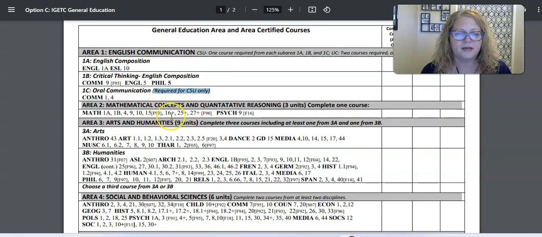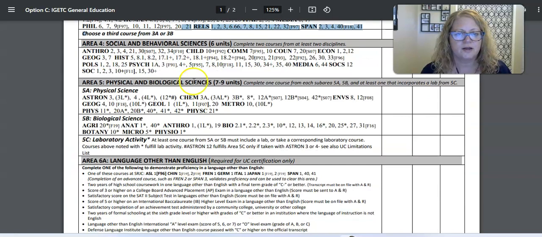Then you have your math again. You have your arts and your humanities, same thing. 1 arts, 1 humanities, and the 3rd from either section. You've got Area 4, which is 6 units. You have Area 5, which is your sciences. So you've got physical science, biological science, and your lab.